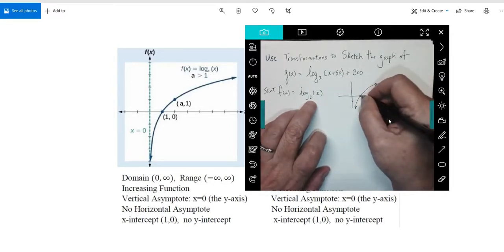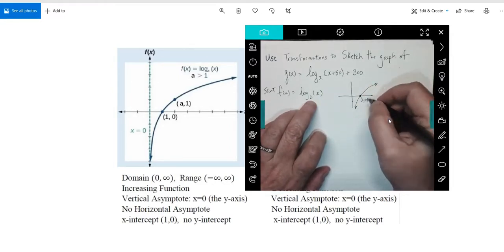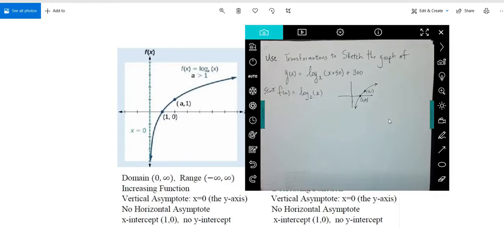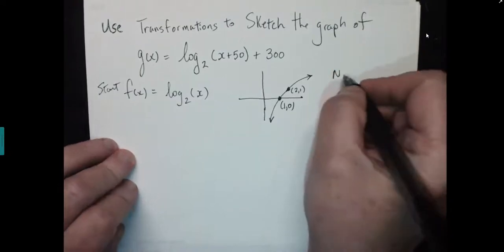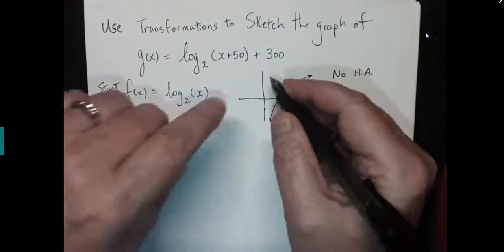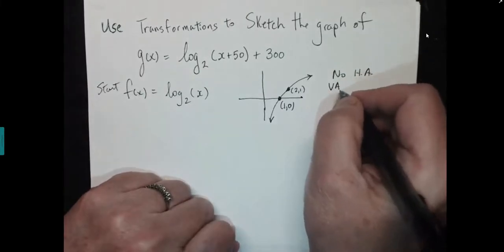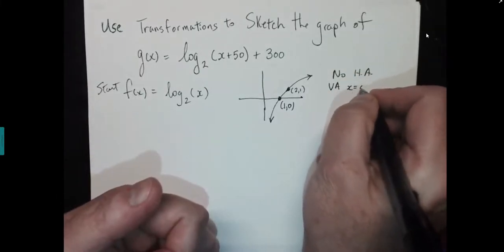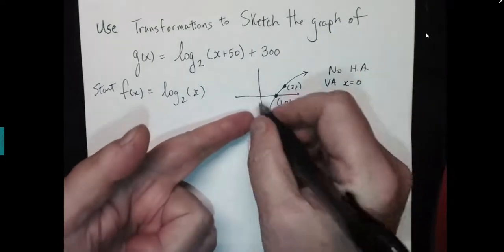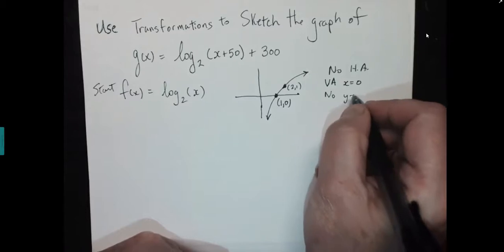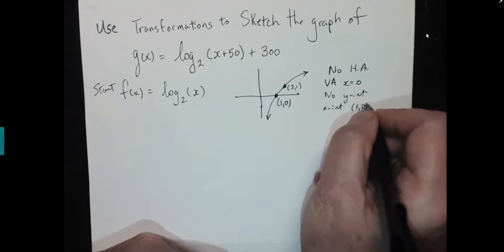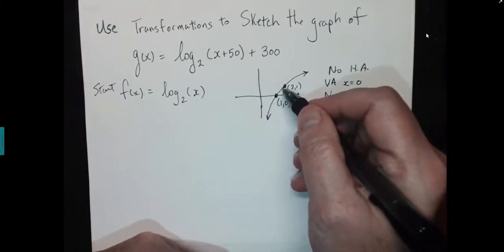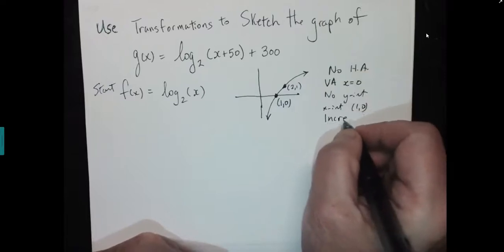So a is equal to 2, so I'll always have the point 1, 0, but I'll also have this point on here. With this kind of function, there's no horizontal asymptote. There is a vertical asymptote, the y-axis, which written as a line is the equation x equals 0. There's no y-intercept. I do have an x-intercept, it's 1, 0. And as I move from left to right, I'm always going uphill, so this is an increasing function.